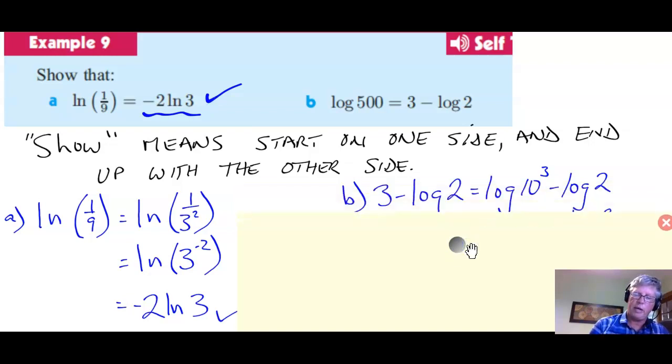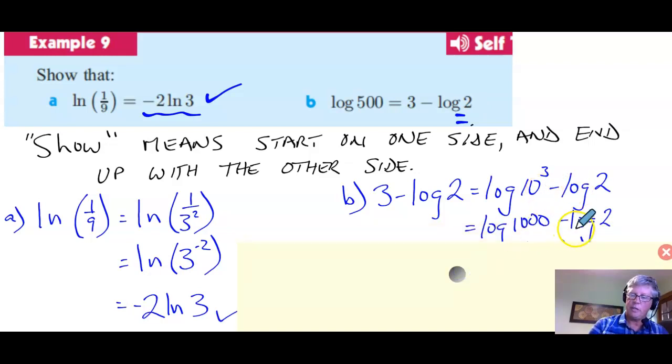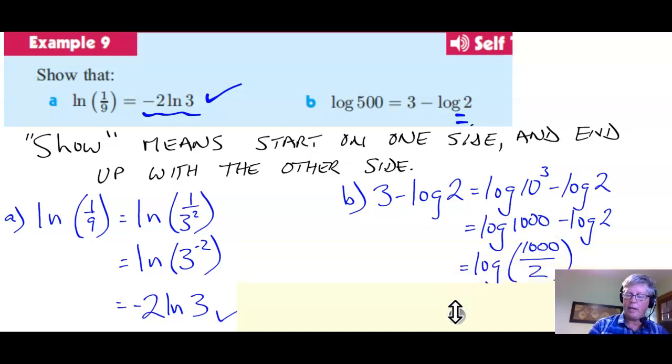So I take the 3 minus log 2, and I need logarithms, so I'm going to convert that 3 into log base 10 of 10 cubed. I chose 10 because that's the base I'm working with everything else. Subtraction means division, so I write that. Get the division, and I'll bet any day that you know that 1,000 divided by 2 is our good friend, log of 500.